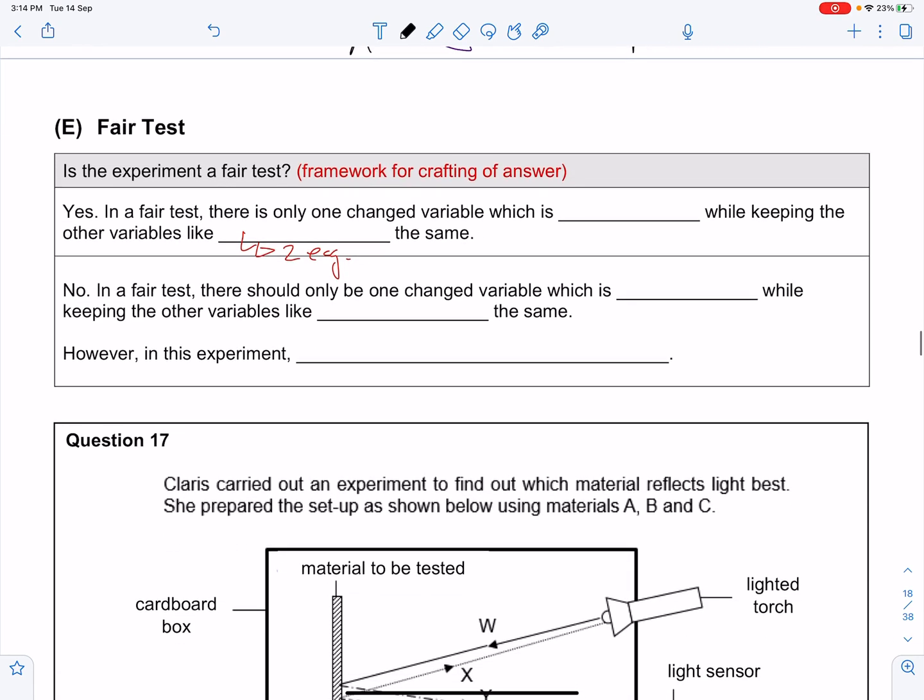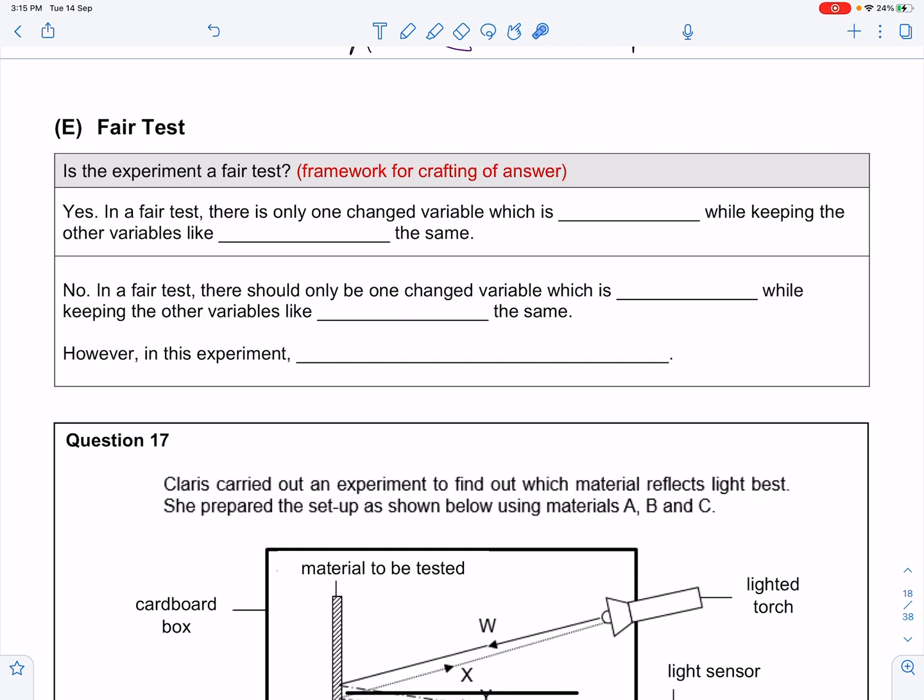Okay, moving on to fair test. Now, in a fair test experiment, they are concerned with your change variable. And you need to understand, in any experiment, there can only be one change variable. So, how do they always ask you? One common way of asking could be, is the experiment a fair test? They may ask you, or do you agree that the experiment is fair?